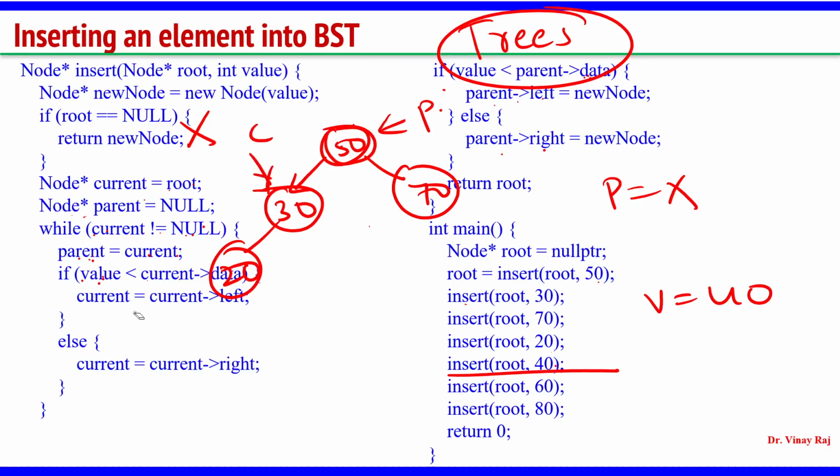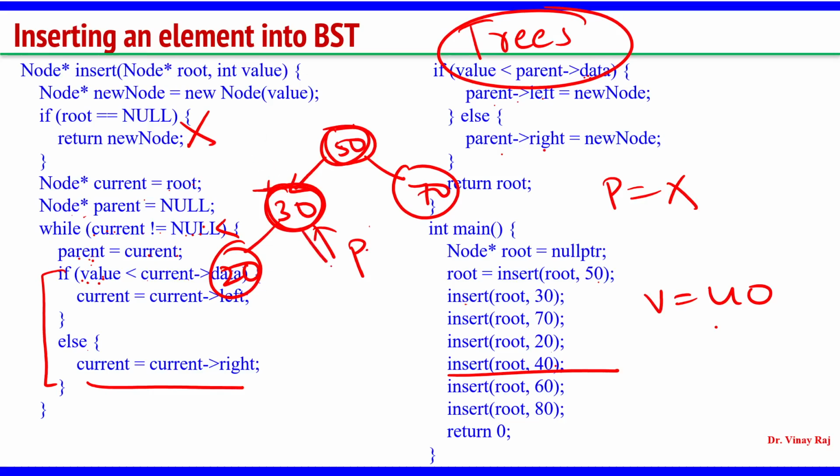Okay, next iteration, if condition is over, from here it again goes back to while condition. Is current not equal to null? Yes, current is 30, not null. Again, parent equal to current, this becomes my parent. Now, if value less than current data, value is 40, is 40 less than 30? No. In this case, go to else part, current equal to current right. So my current from here will move to current right, which is null. So there will not be any change.